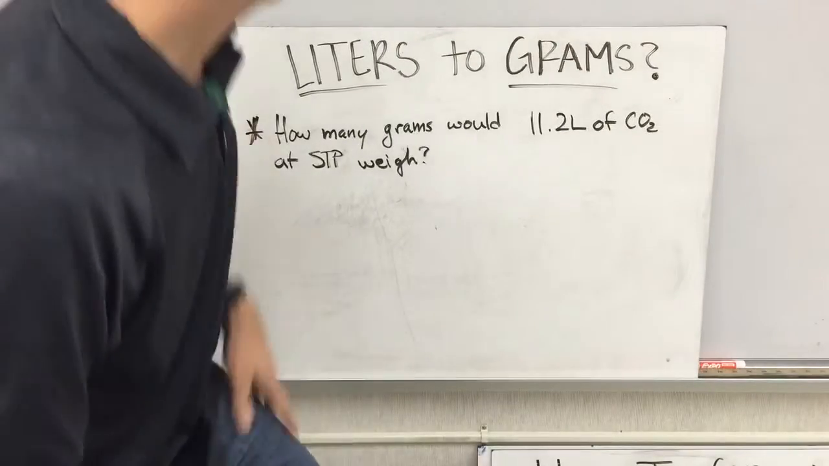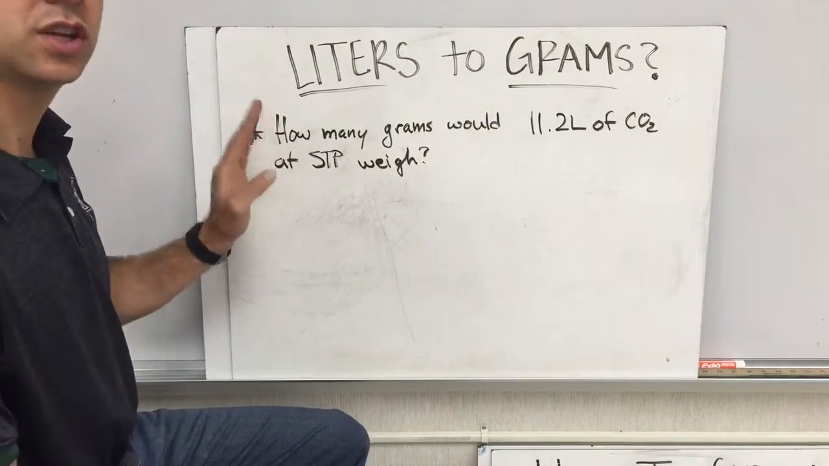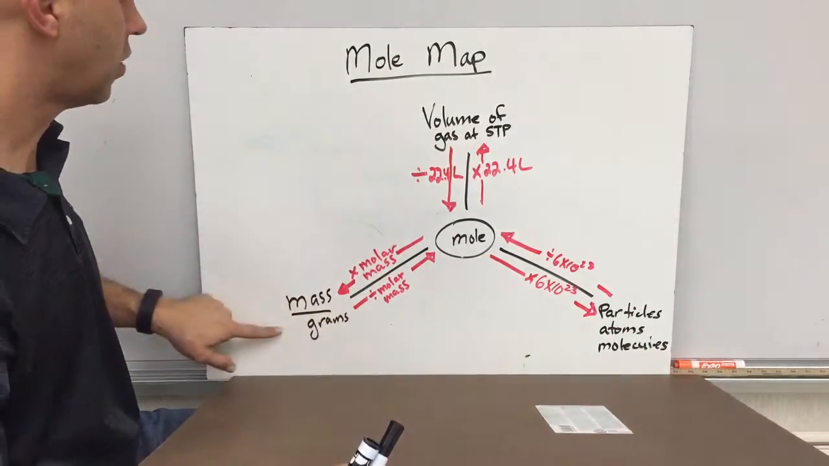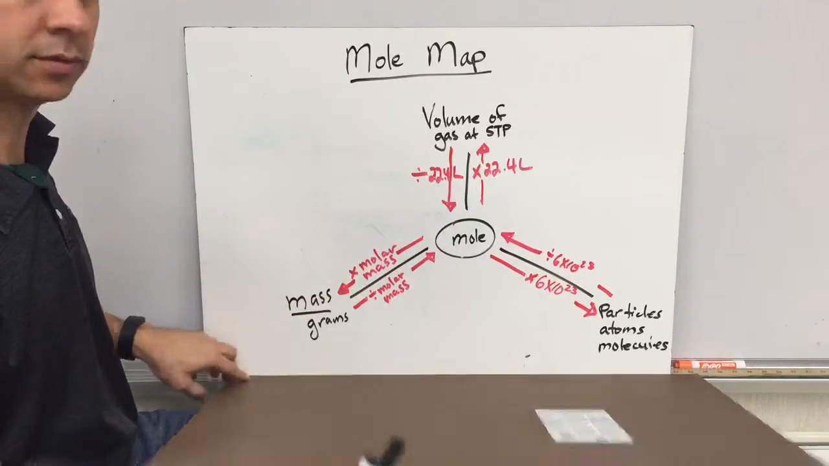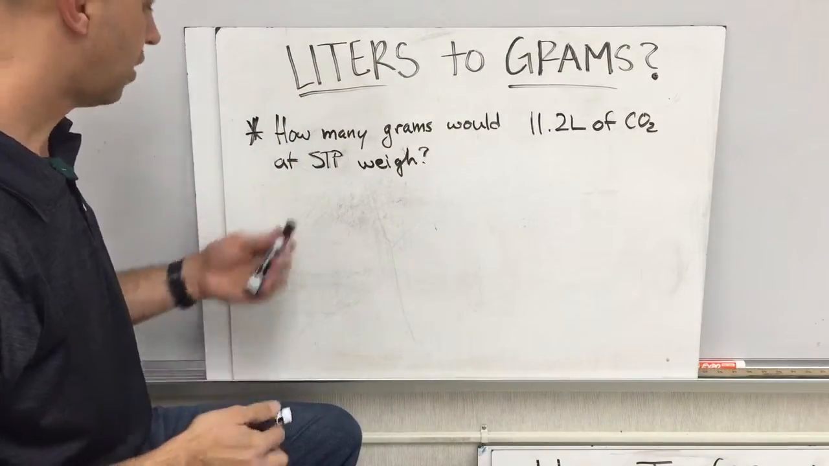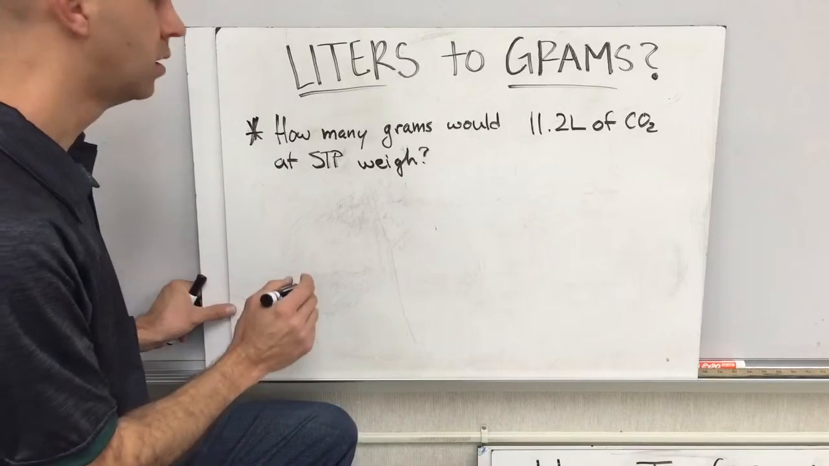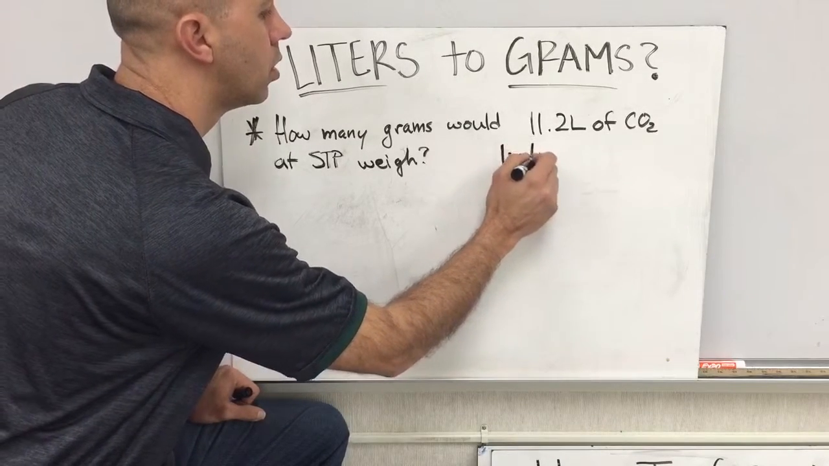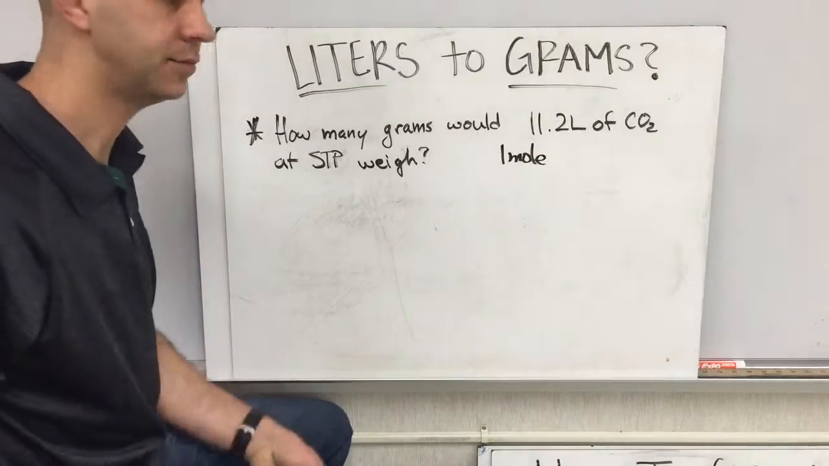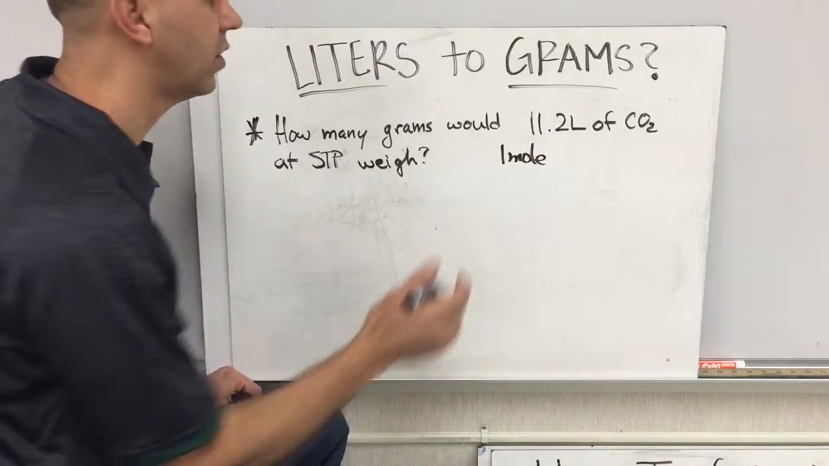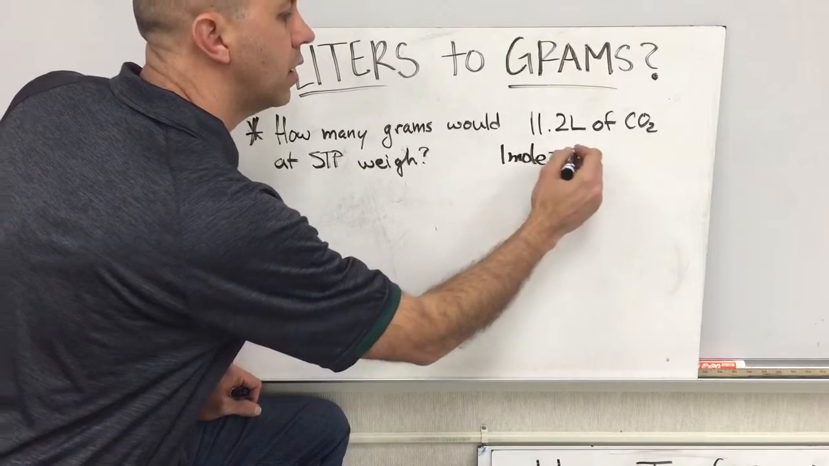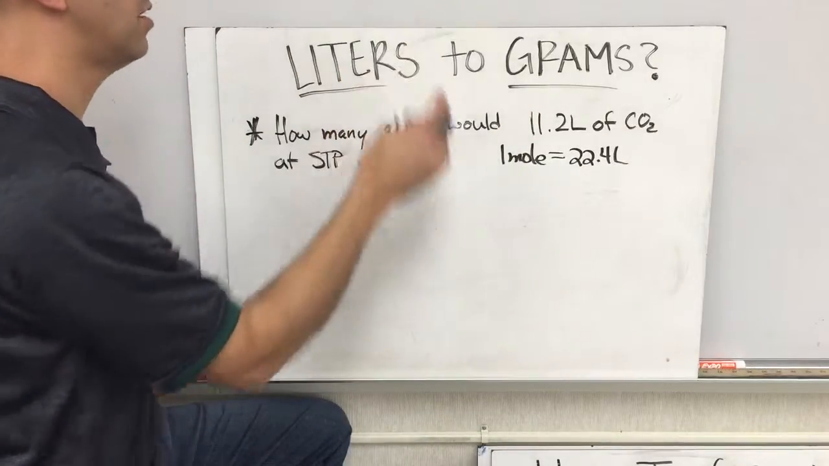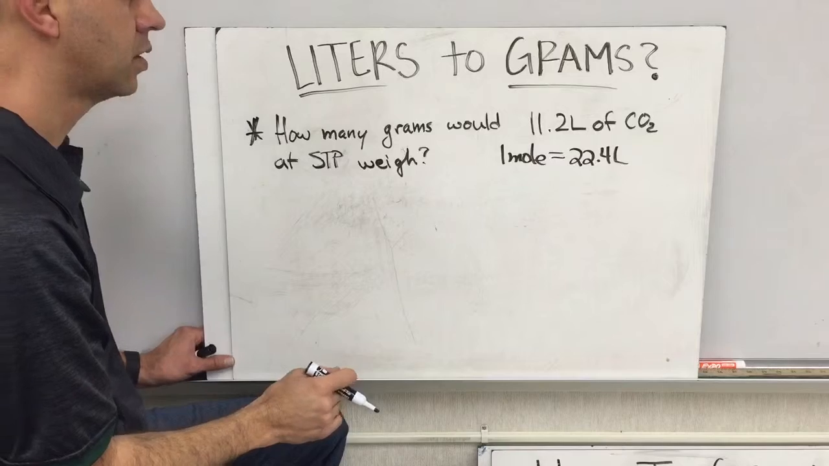Now, in this problem I'm going to go from liters to grams. So once again, I'm up here in liters, and I'm going to go down to grams. So I'm going to go liters, moles, grams. Start off with what's given: I've got 11.2 liters, and what do I know? I know that 1 mole of any gas, regardless of what the gas is, will always equal or occupy 22.4 liters. So I'm going to go from liters down to moles, moles over to CO2, to grams of CO2.